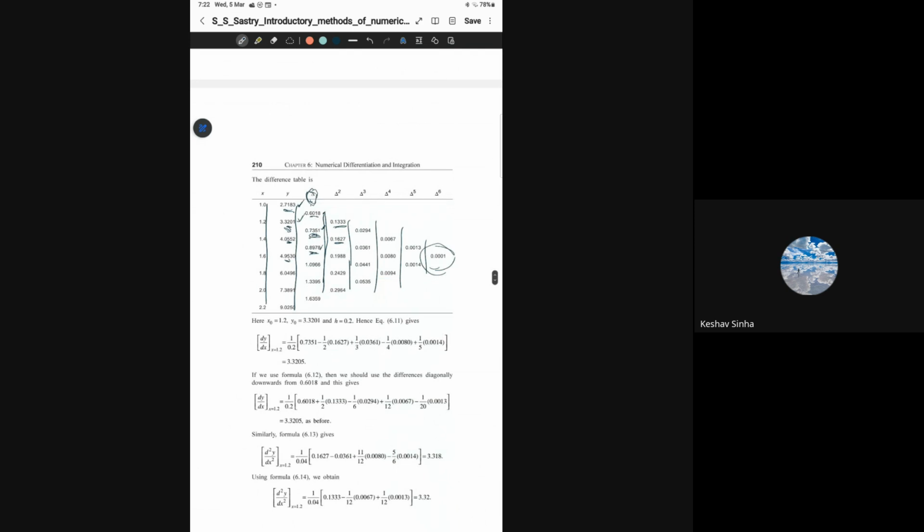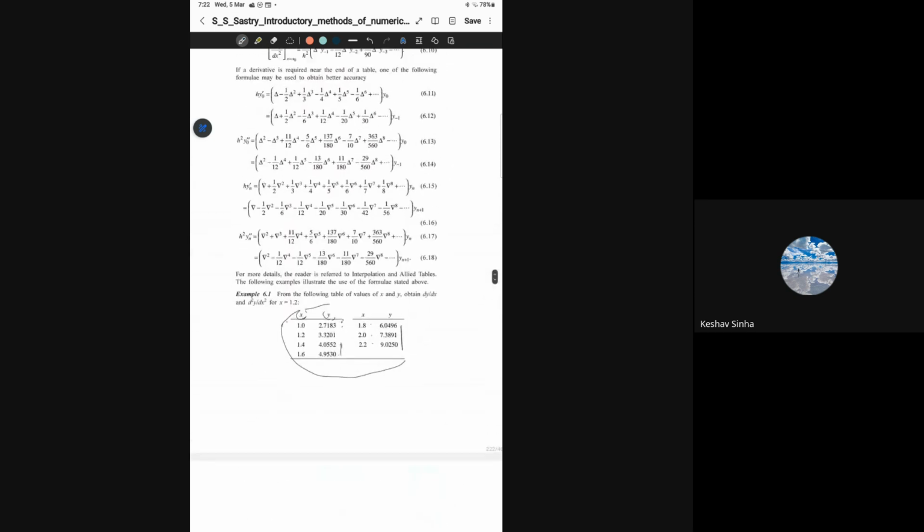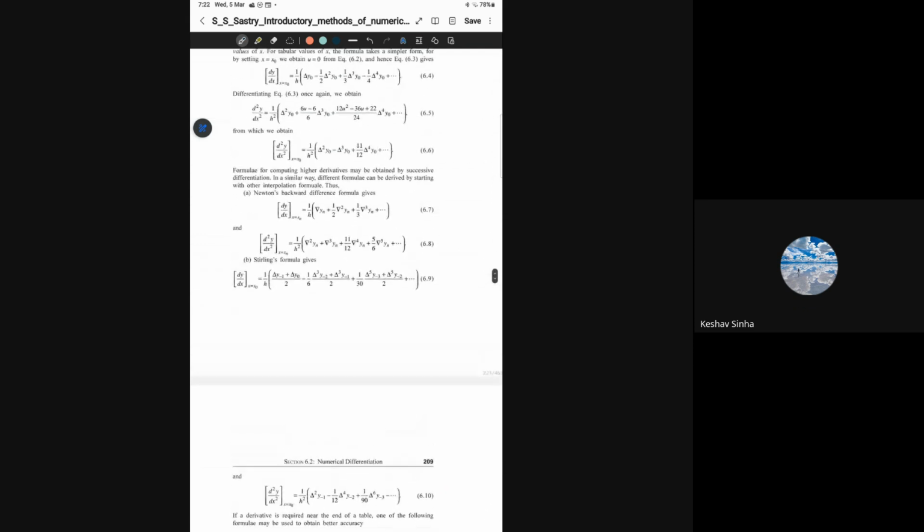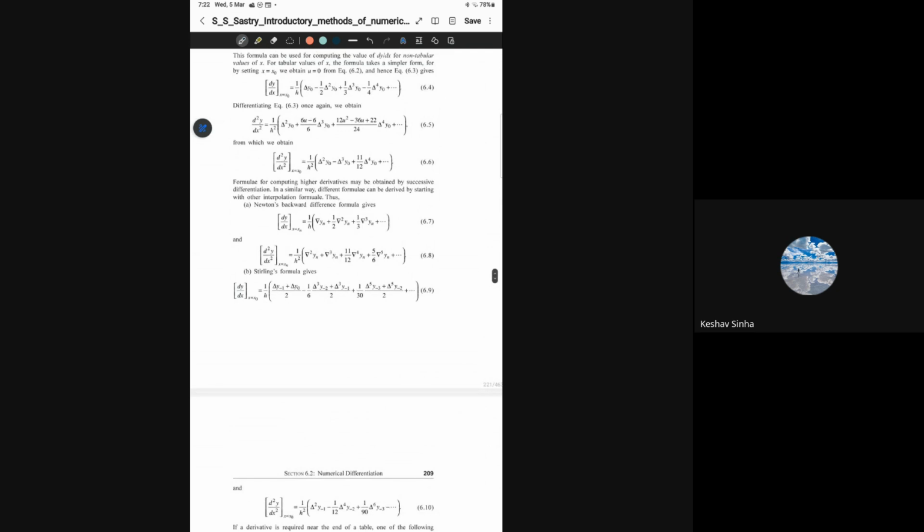So here, x0 is 1.2, y0 is 3.3201. H is the step in x. The step is 0.2. 1.2, 1.4, step is 0.2. 1.4, 1.6, step is 0.2. If we substitute that in this one, what you will get? dy by dx.